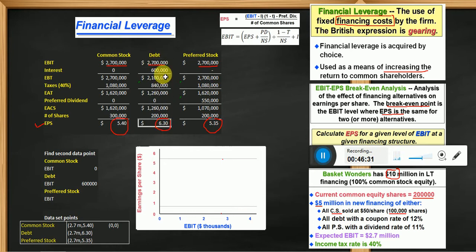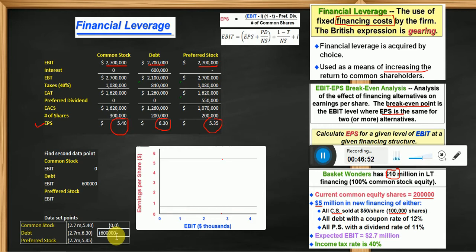You can just test this to make sure. Look, I'm making it 600,000, and look here, it is 0. So dear students, we found another data set point for debt. You can just put it here. So if the EBIT is equal to how much?